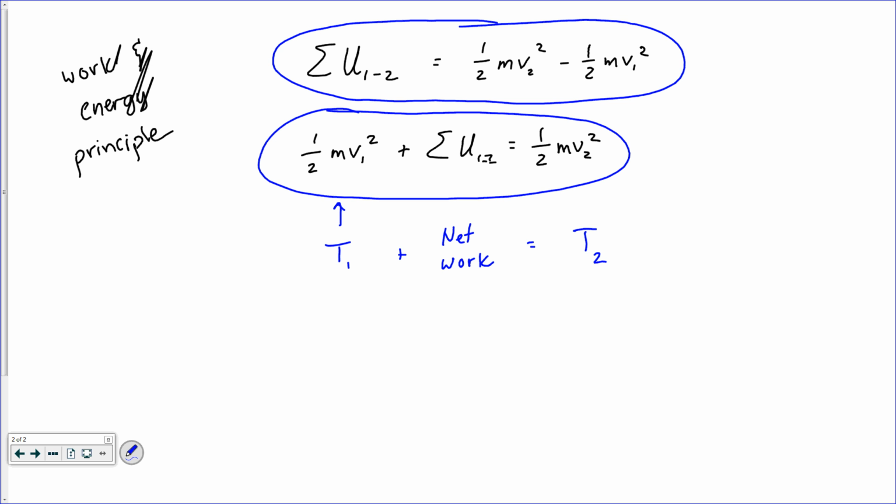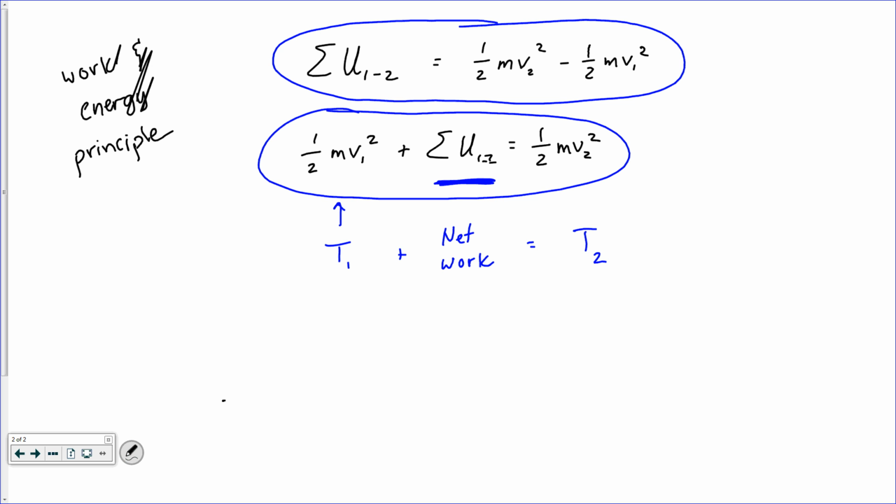Kinetic energy is equal to 1/2 mv squared, 1/2 the mass of the object times the speed of that object squared. So, if the kinetic energy changes from position 1 to position 2, the only way it could do that is if there was a net amount of work that went into the system.